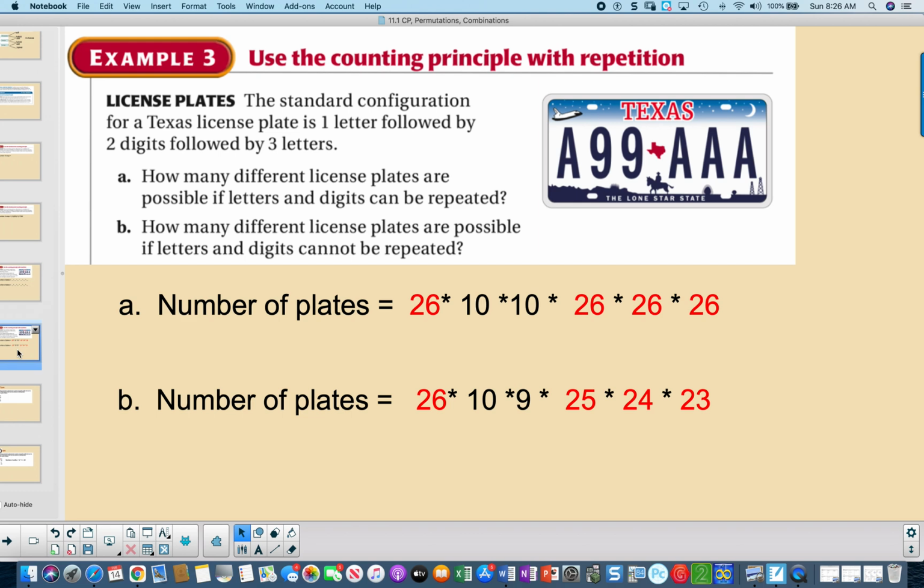Okay, in the first example, everywhere there's a letter, there's 26 possibilities because they can be repeated. And for number of digits, there's 10. But watch what happens in B. After we choose a letter in the first slot, then there are only going to be 25 letters as an option for the second, 24 for the third, and 23 for the fourth. And the same thing happens for the numbers.